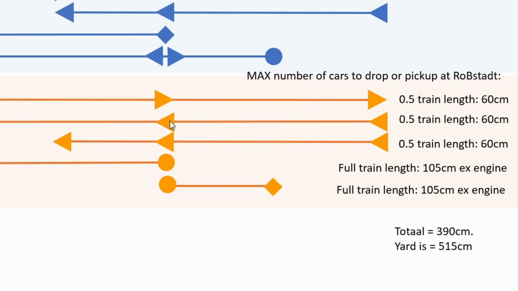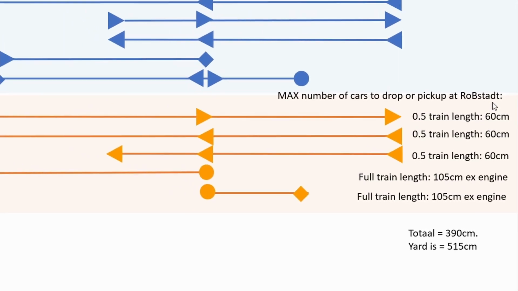The same for these other drags that are just passing trains, so we have 3 times 60. And then the GM local can actually have the max capacity of the train. So it's 105 centimeters of cars, and the same for this local, also 105 centimeters of cars.